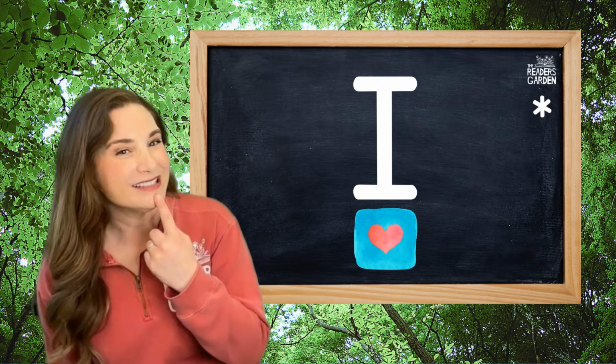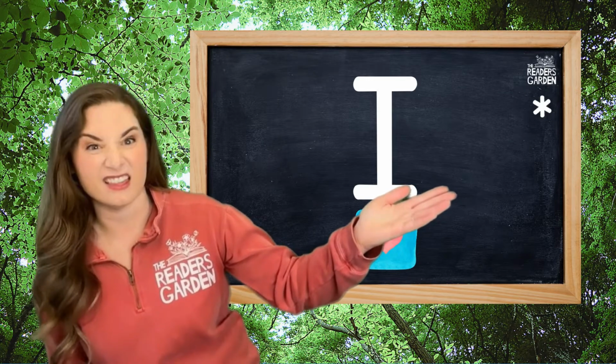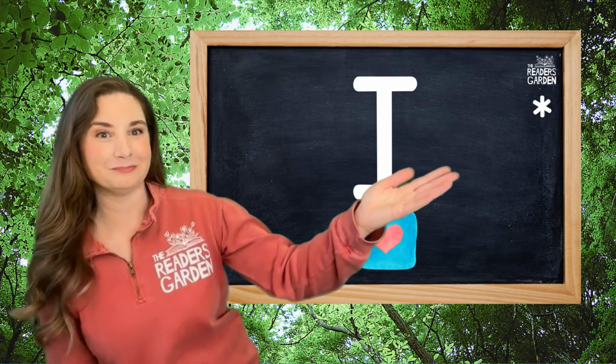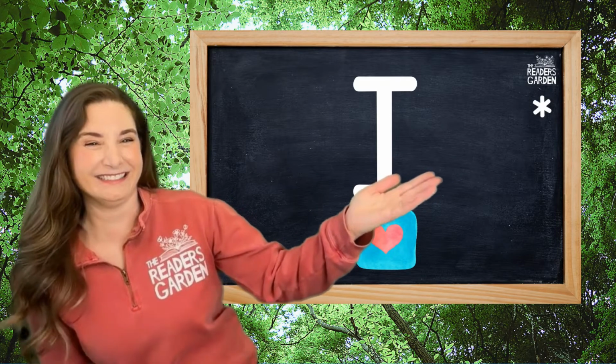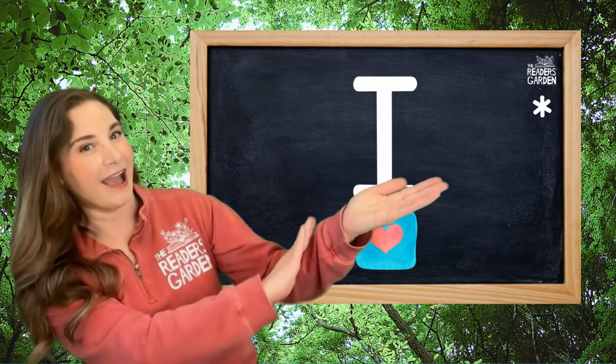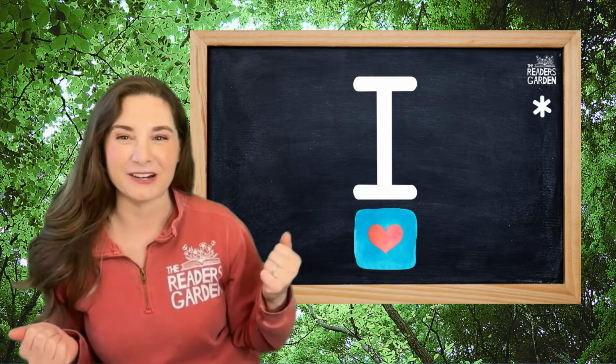All right, now let's spell this word on our arm. I think this is also going to be a pretty quick one. Ready? I. Can you do this one with me? I. And that is the word I.